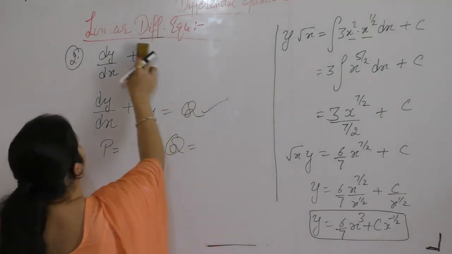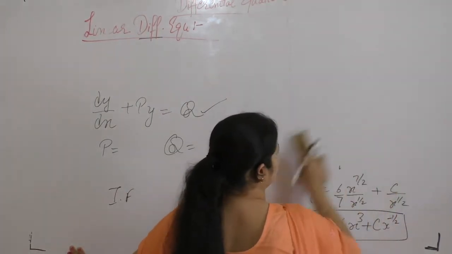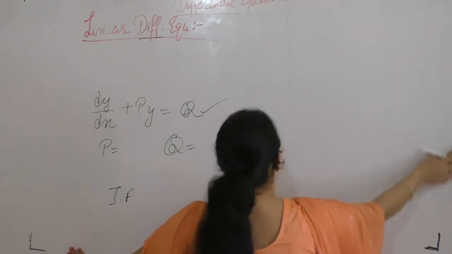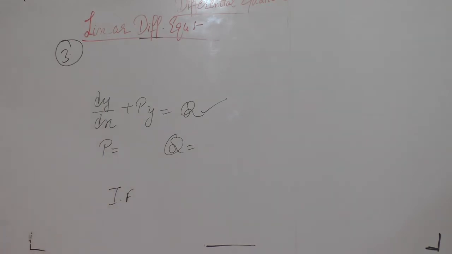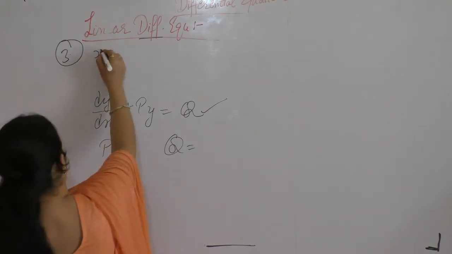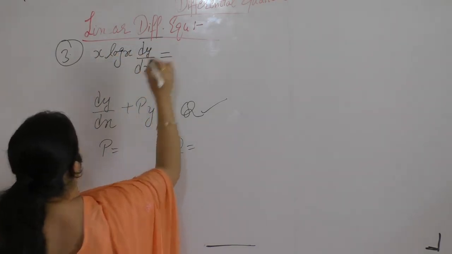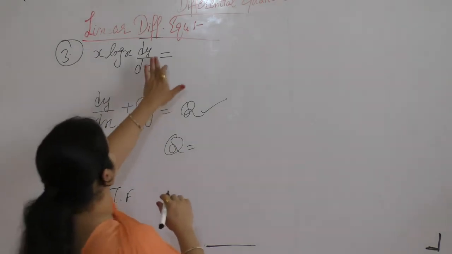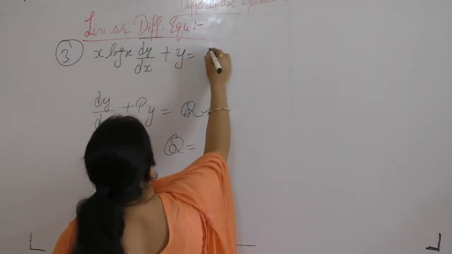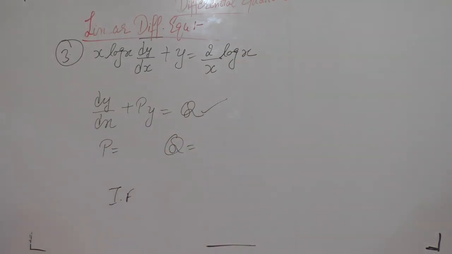Now the next one is question number 3. Write down the statement. Solve the differential equation x log of x dy upon dx plus y is equal to 2 upon x log of x.